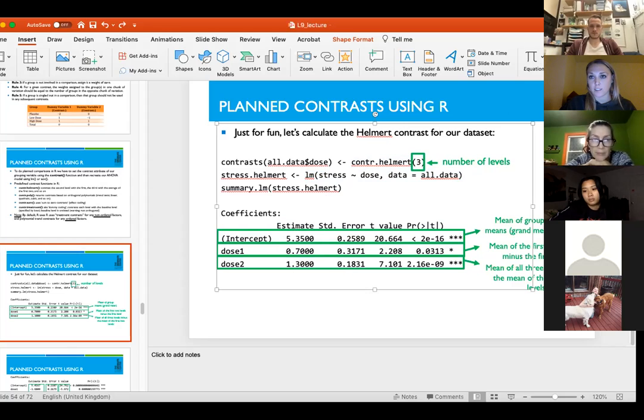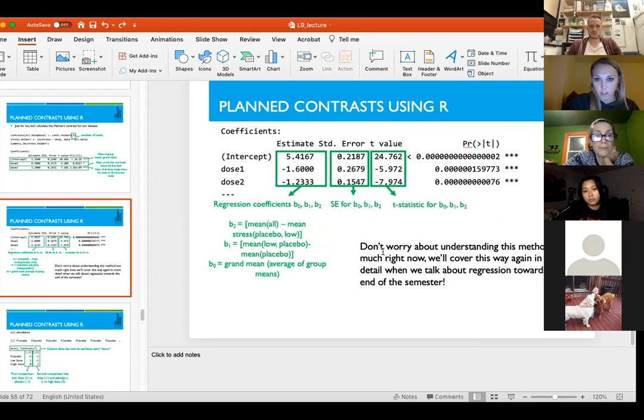And then your linear model here is also going to give you your two contrasts. So here you can see this is the mean of the first two levels minus the first level, because that's what the Helmholtz does, and then the mean of all three levels minus the mean of the two. So again, I think that's more confusing than just coding it ourselves here.